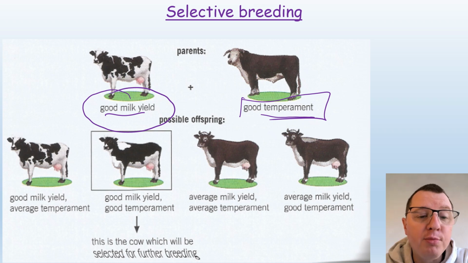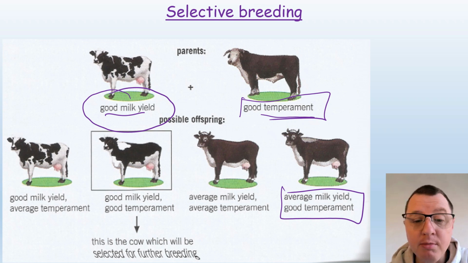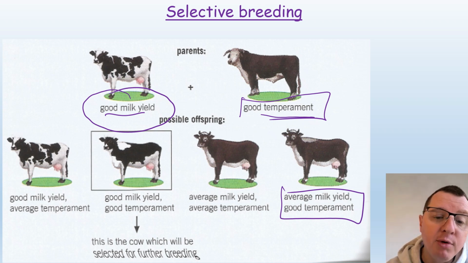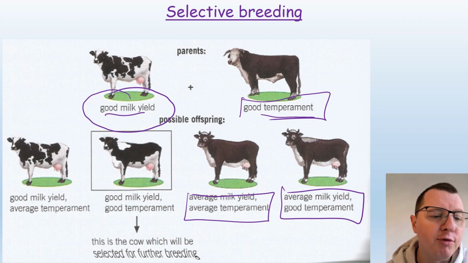Now, the possible offspring is what you're looking for. You don't really want the cow that's got an average milk yield but a good temperament. You don't really want an average milk yield and an average temperament. That cow wouldn't be very useful for you.